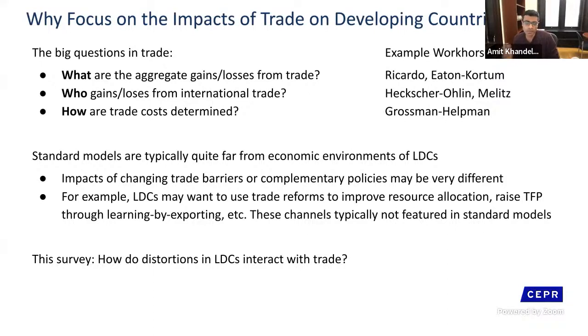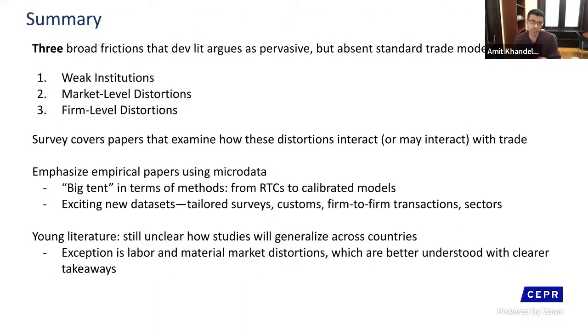So when thinking about how to organize this literature, this was the starting point, and what we coalesced around were three very broad frictions that the development literature has argued are pervasive in developing countries, but are typically absent from trade models. And these are weak institutions, different forms of market level distortions, and different forms of firm level distortions.